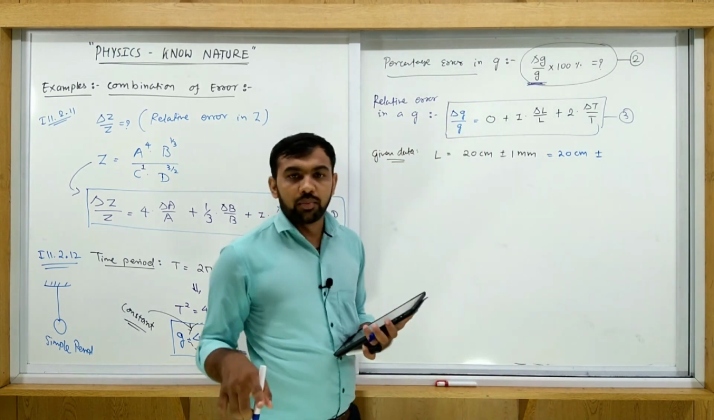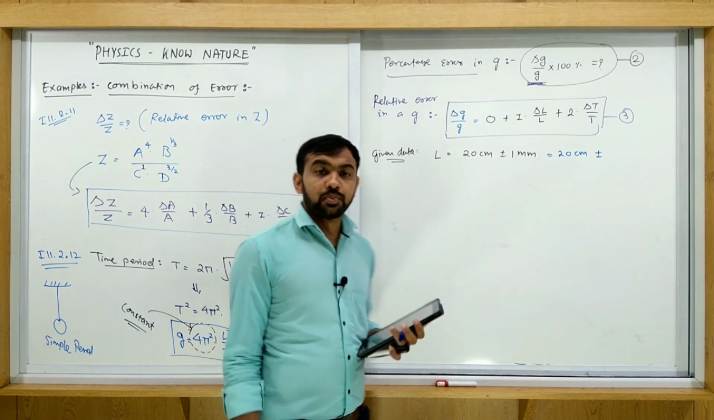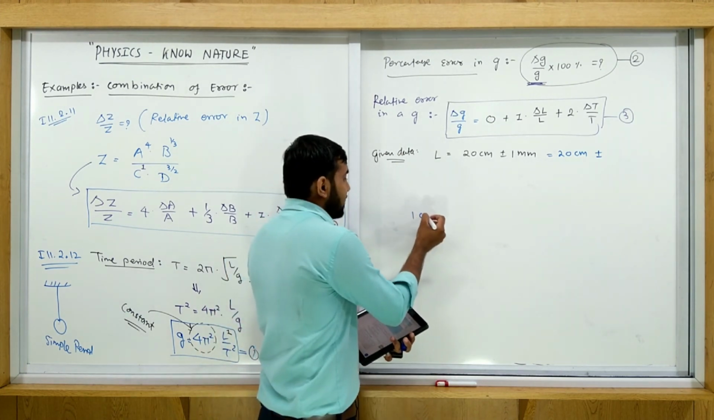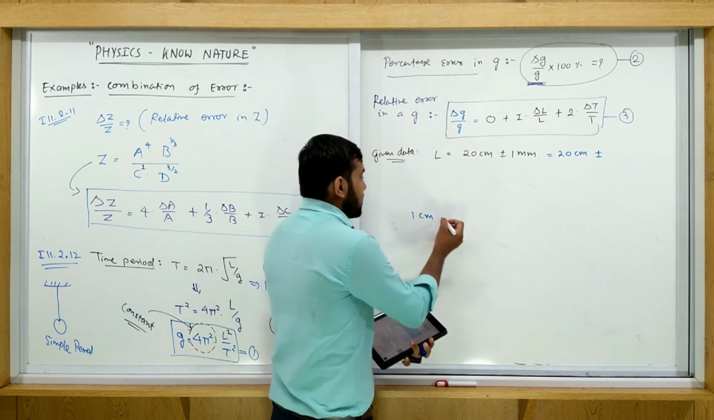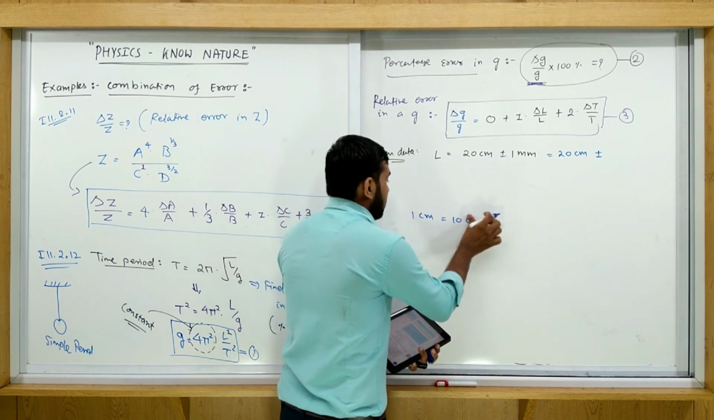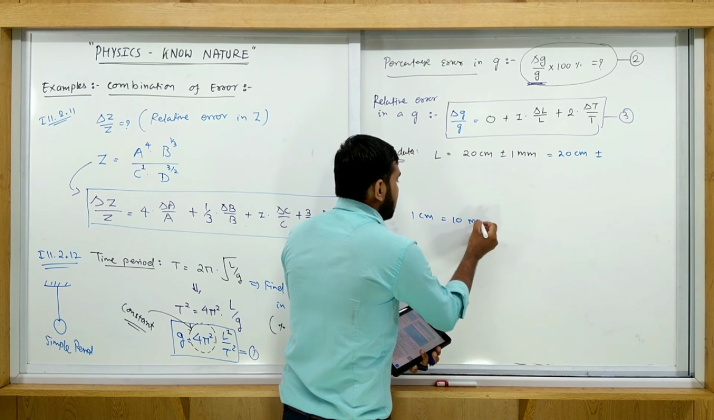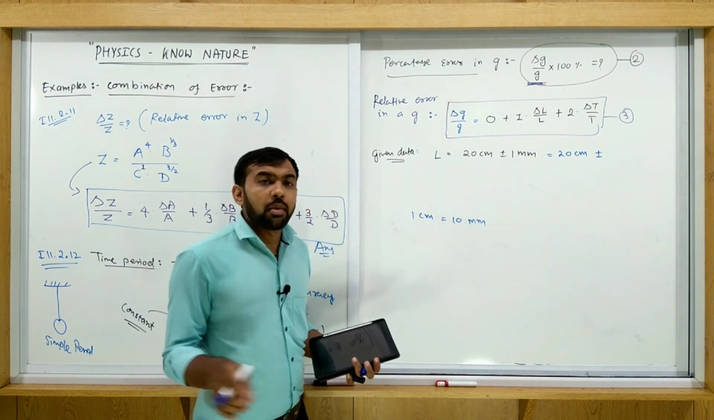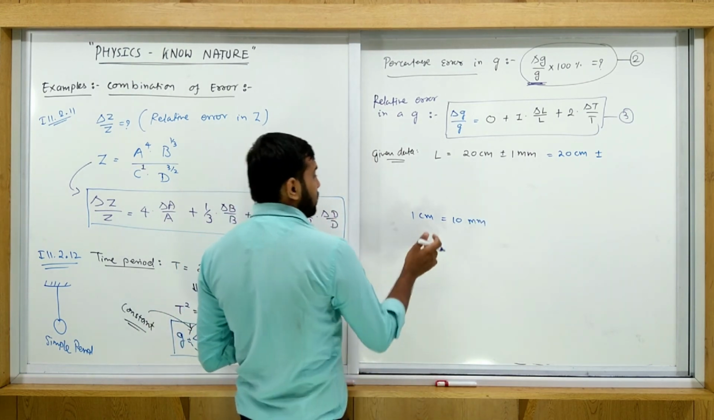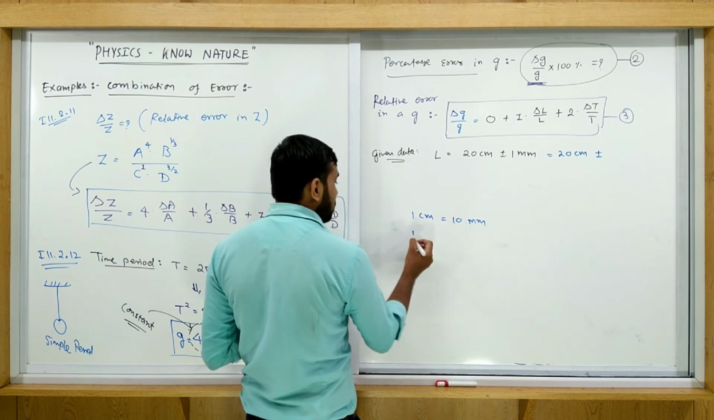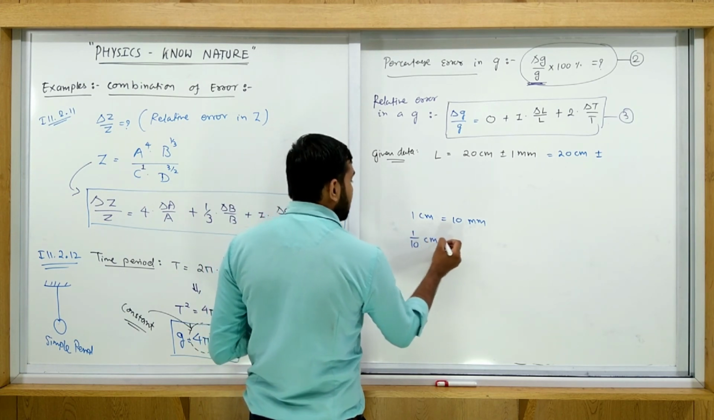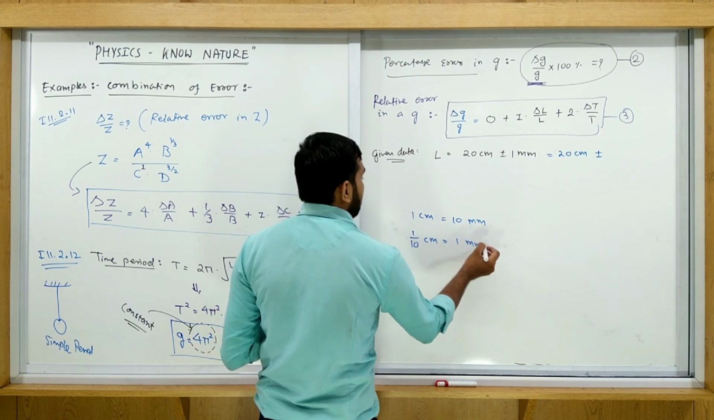What is the 1 mm? You convert the 1 mm into centimeter. So you just write this relation on the margin of a page: 1 centimeter is equal to 10 mm. Convert this value. So find this 1 mm from here. This 10 comes into division. So 1 upon 10 centimeter is equal to 1 mm.